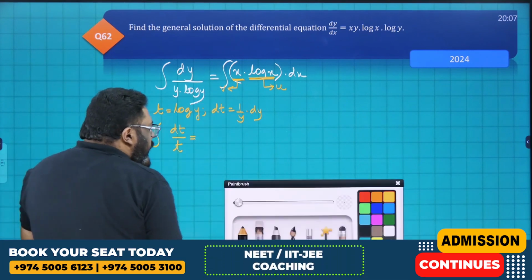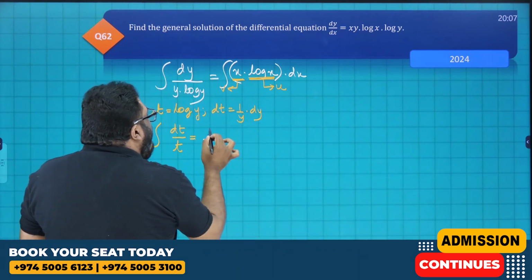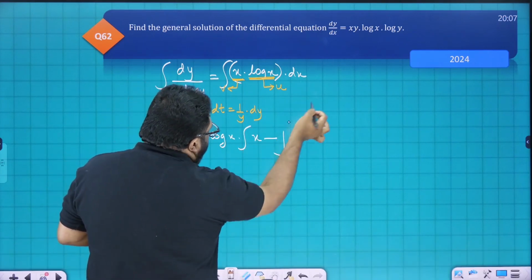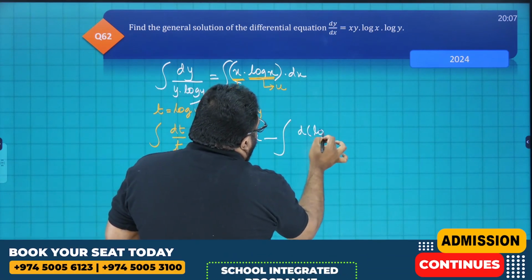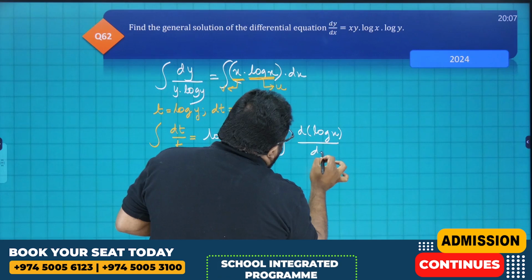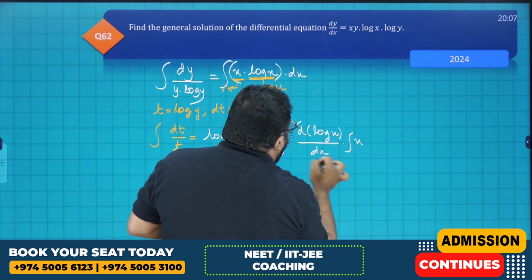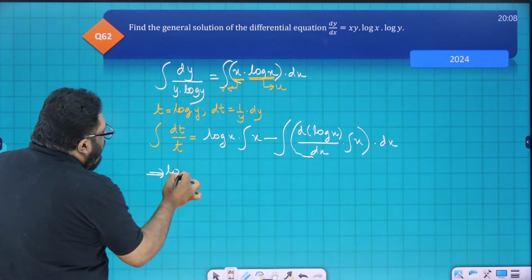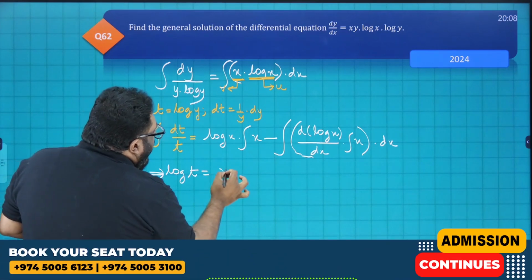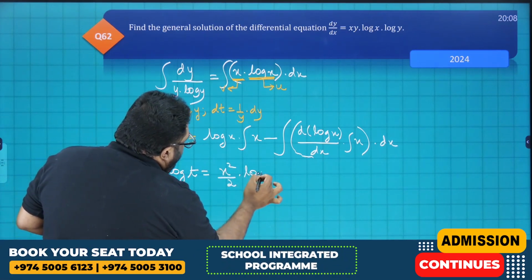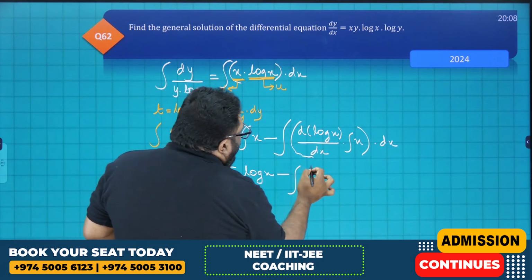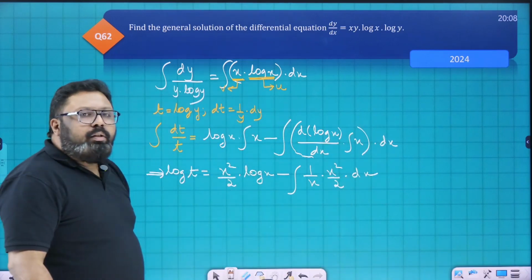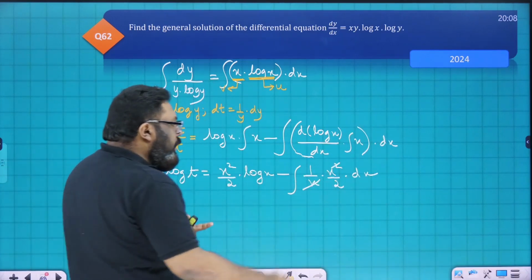Direct integration by parts. Integration by parts, my dears: u into integral of v minus whole integral of derivative of u into integral of v whole dx. Okay, so 1 by t, log t, x squared by 2 minus integral of 1 by x into x squared by 2 dx. x and x squared get cancelled off here directly.